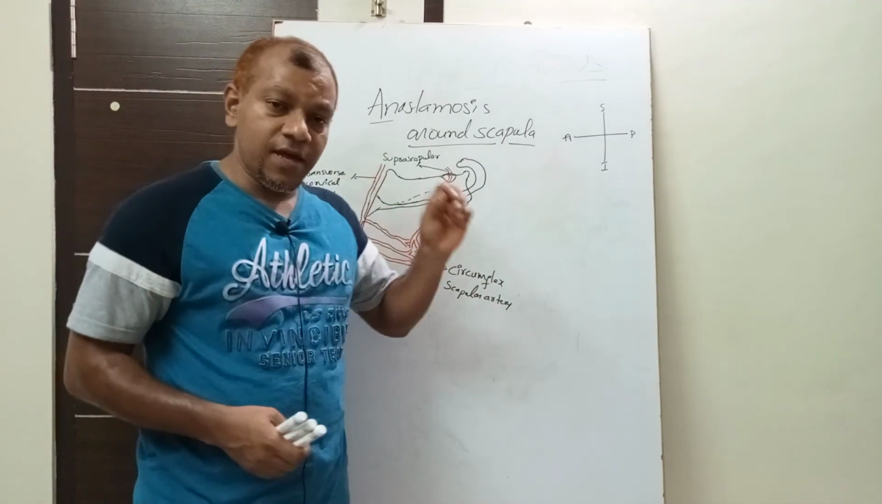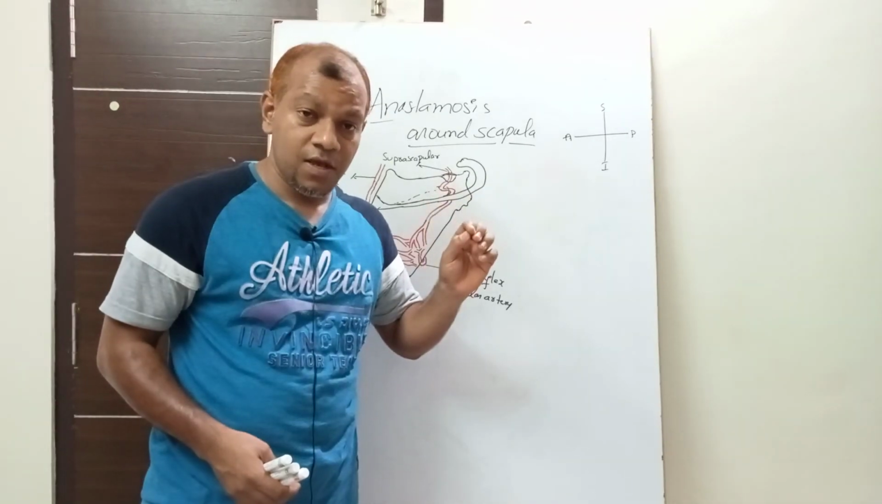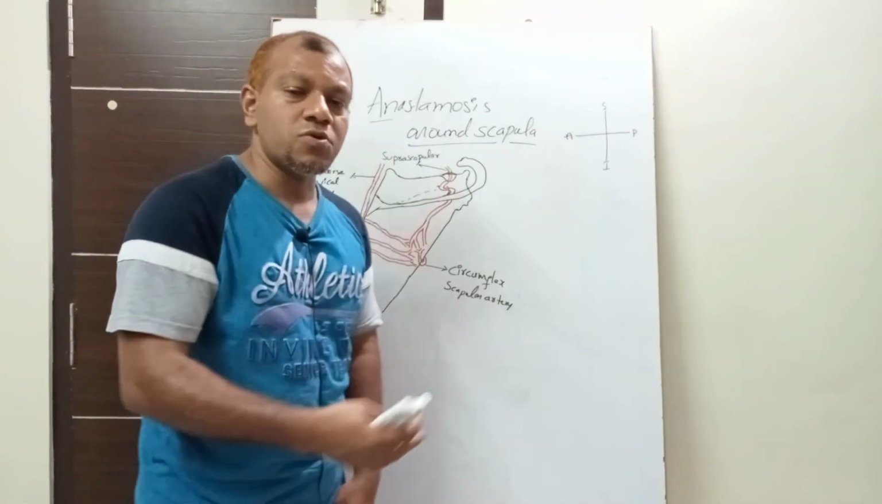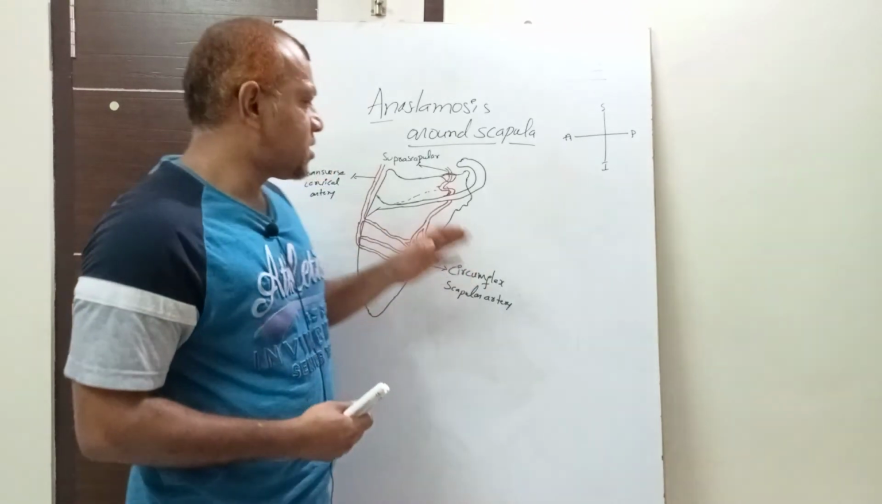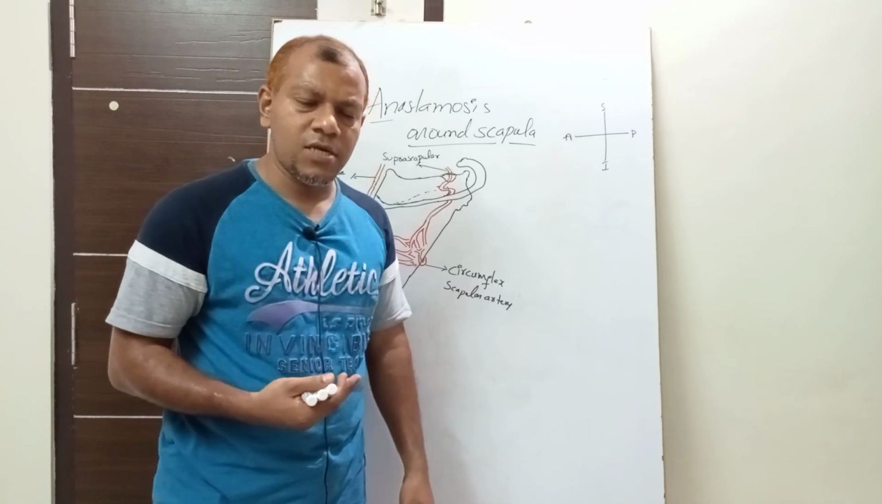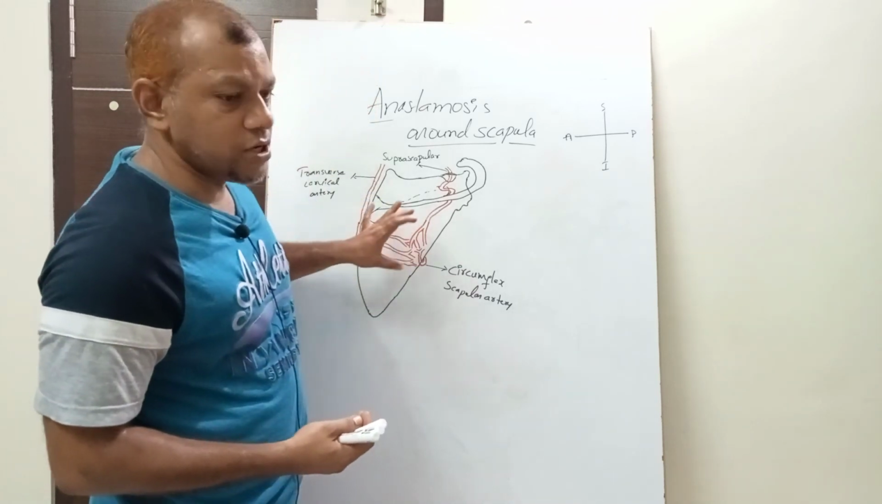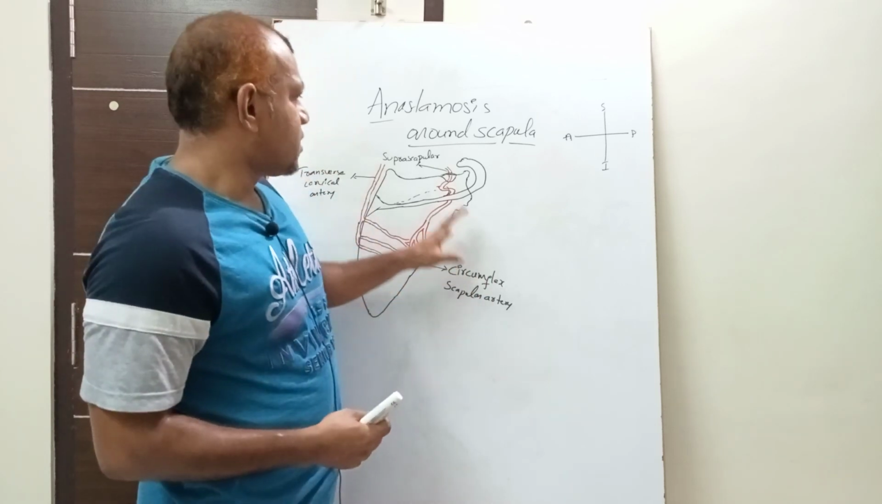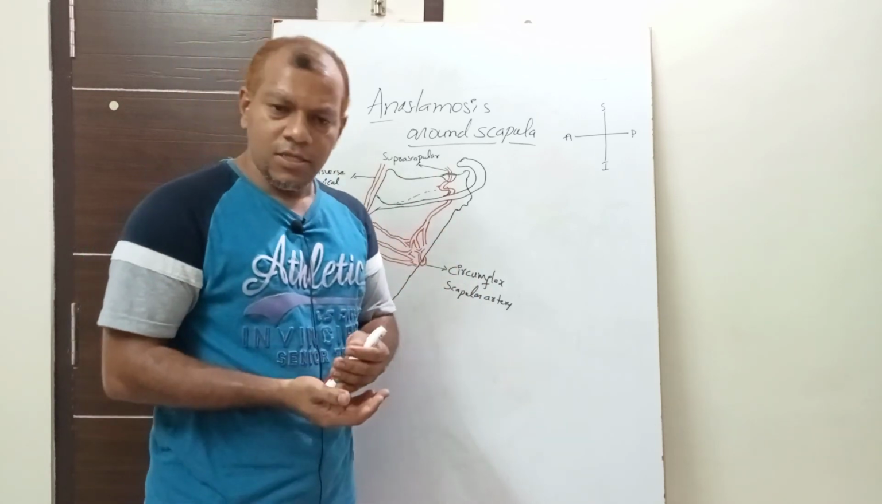If any one of the arteries gets blocked, these vessels help to take the oxygenated blood to all the muscles. So to form the collateral circulation, anastomosis forms. This is one important topic to study, the anastomosis around the scapula.